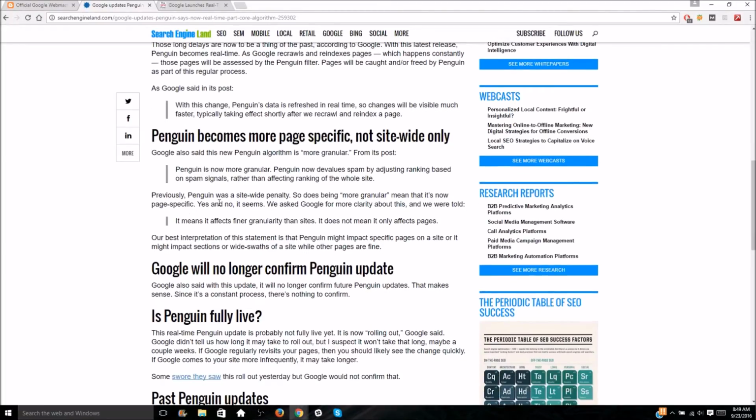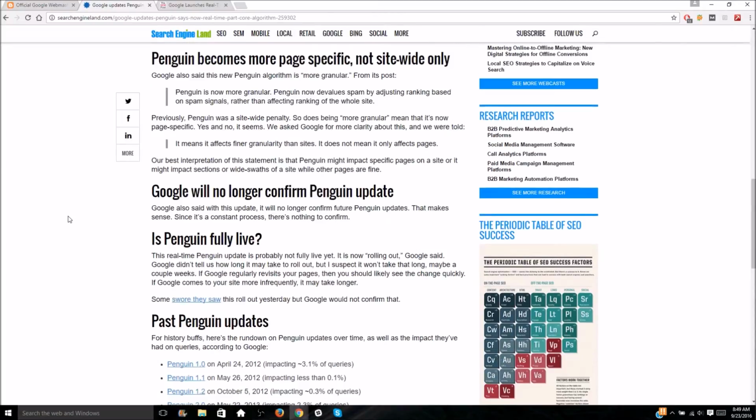Previously, Penguin was a site-wide penalty, so it's not going to be cut and dry anymore. The whole site is not going to be affected. They asked Google for more clarity on this. It means it affects finer granularity than sites. It does not mean it only affects pages. So it's not just the pages, it's the finer granularity, whatever. Maybe I'm stupid, but I don't know what granularity means.